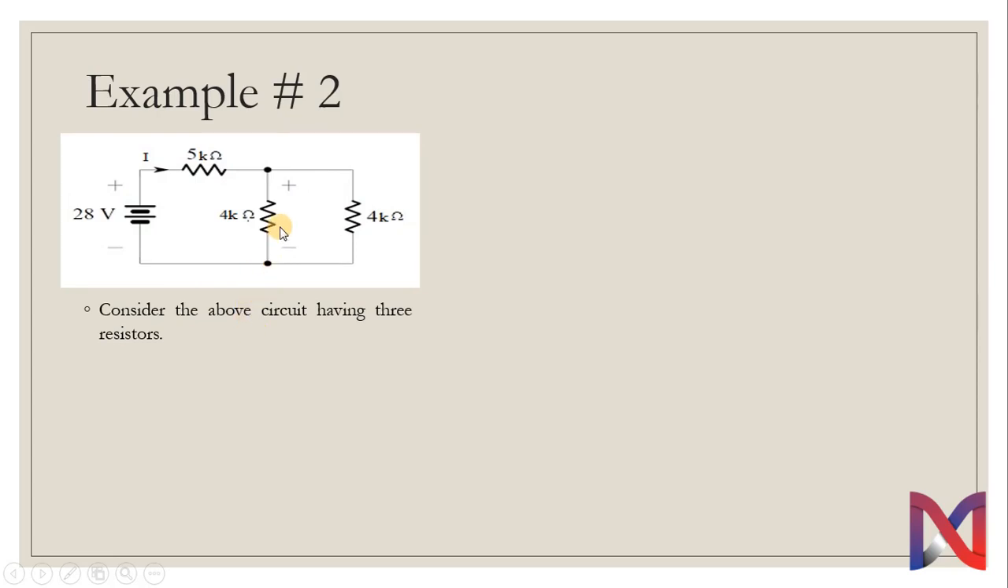Consider the above circuit which has 3 resistors connected, but here the configuration is a bit different. We have two resistors in parallel, which are then in series with a 5 kilo ohm resistor.